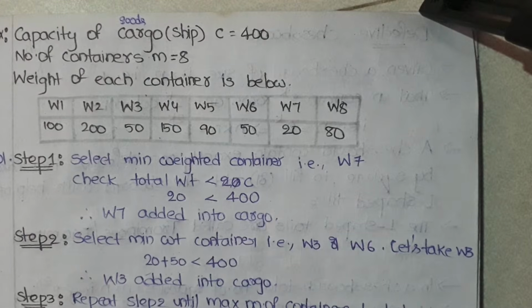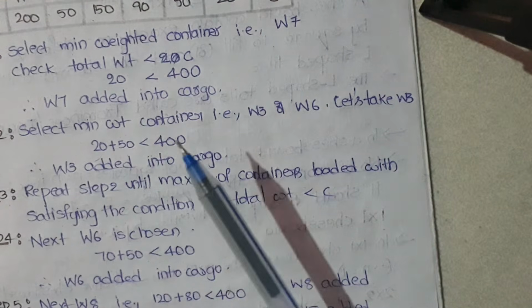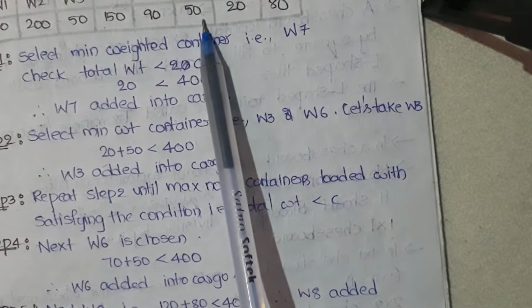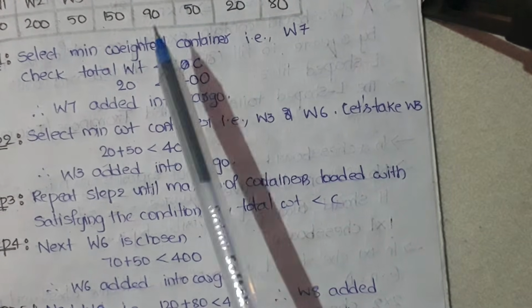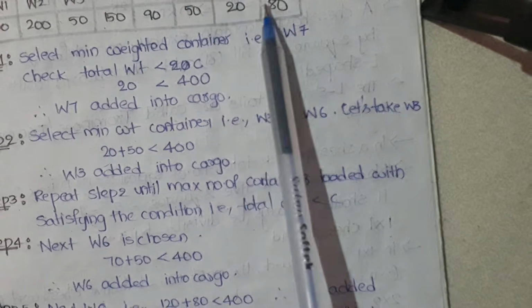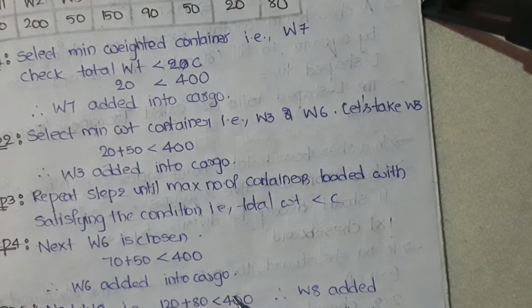So the next step 3 is to repeat step 2 until the maximum number of containers is reached. Next 50, W6 also we can add. After W6 the next minimum weight is 80. 80 also we can add into our container. It is also less than 400.